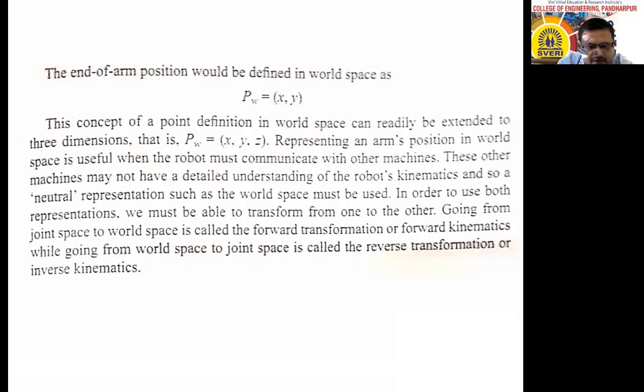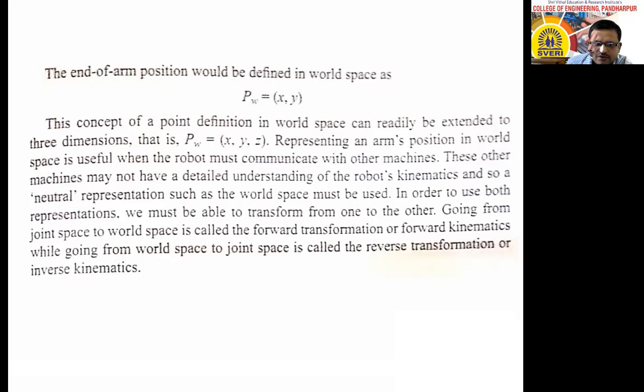This concept of a point definition in world space can readily be extended to 3 dimensions, that is PW is equal to x, y, z. Representing an arm's position in world space is useful when the robot must communicate with other machines. These other machines may not have a detailed understanding of the robot's kinematics, and so a neutral representation such as the world space must be used.